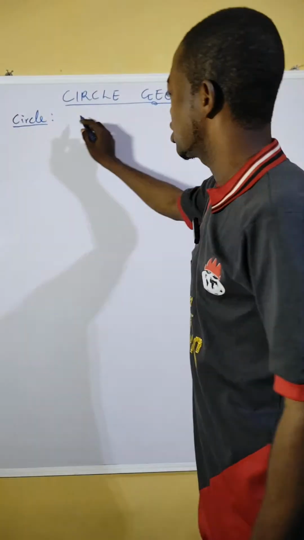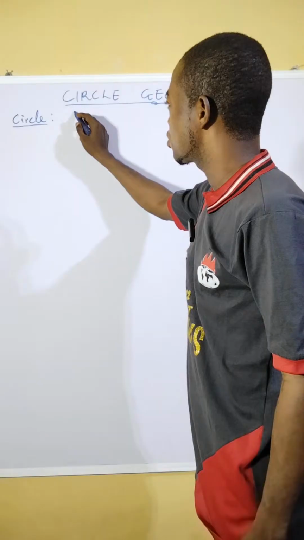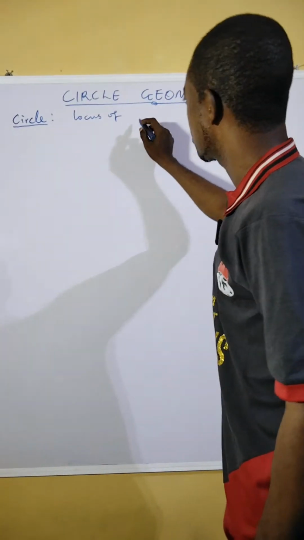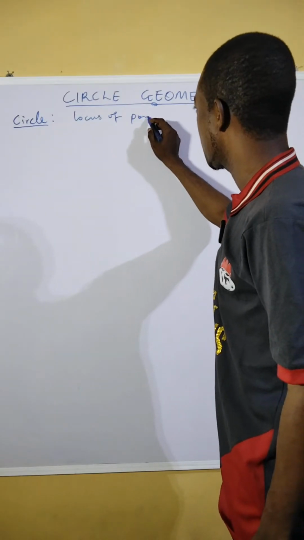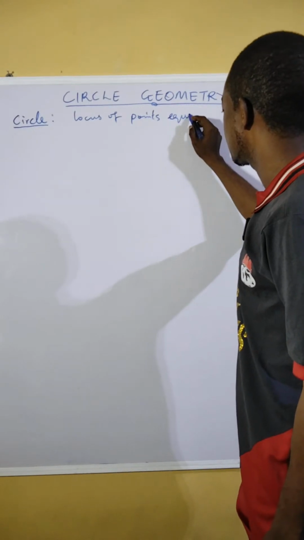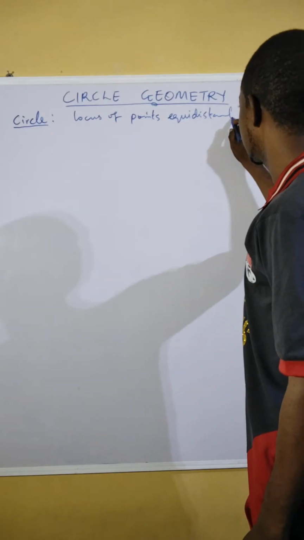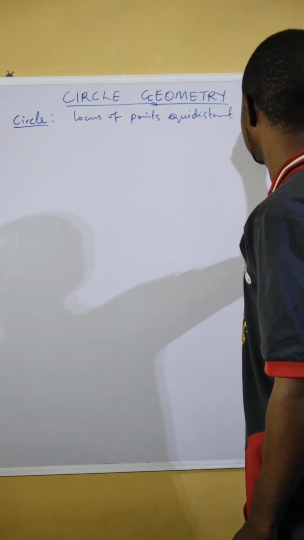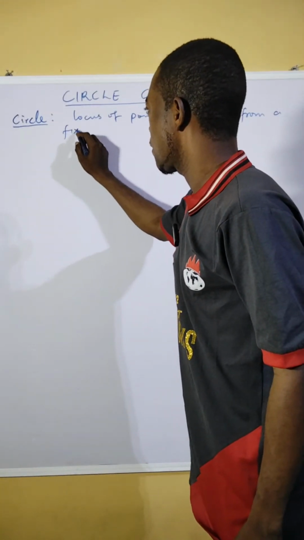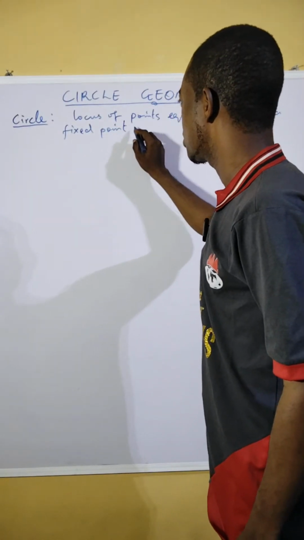Definition of a circle. A circle can be described as a locus of points which is equidistant from a fixed point. So this is what a circle is.